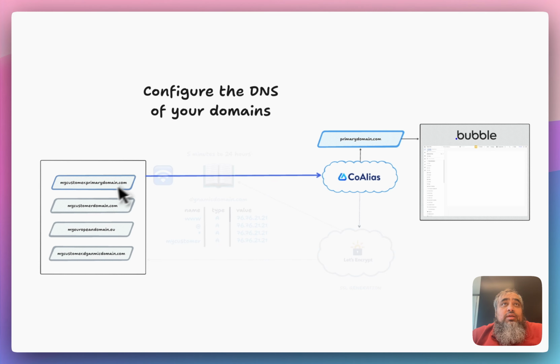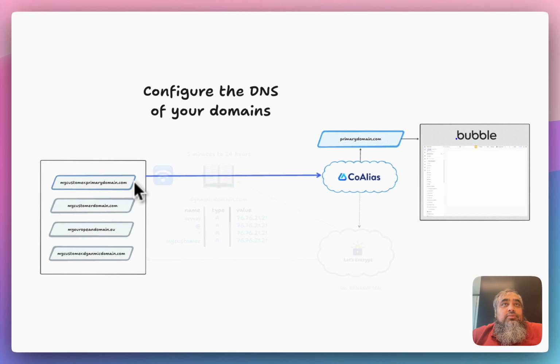You add domains, they go through CoAlias. CoAlias fetches the pages and data from your primary domain that's attached to your no-code app. But of course, when you are adding domains to CoAlias, they need to be configured. But how does that work?